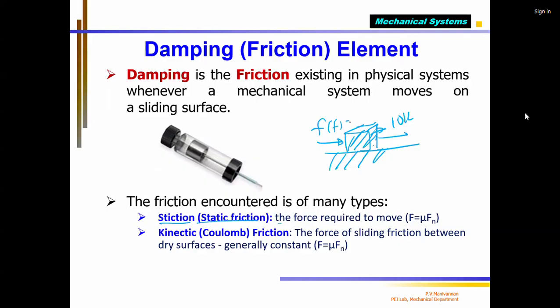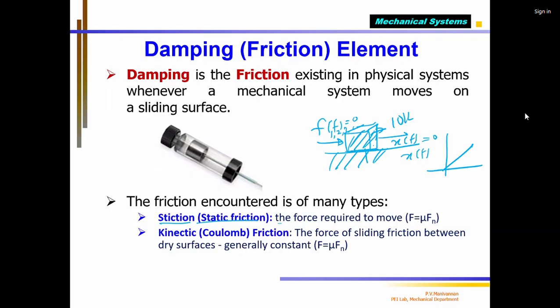When this force is 0, x of t, the displacement, is equal to 0. As I increase the force, 1 Newton, 2 Newton, 3 Newton, 4 Newton, it is not moving. Once it reaches a certain value, you will see that suddenly the block starts moving. Then x of t starts increasing. So the amount of force needed to move the block from a static condition to a dynamic condition is called static friction.